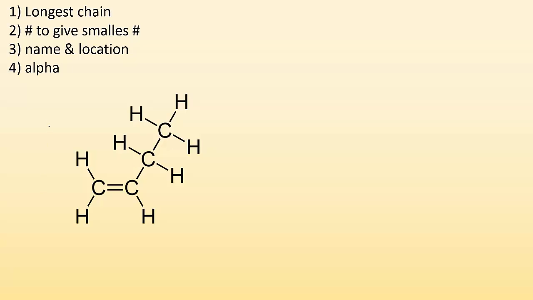All right, so let's try naming this. First thing, find the longest chain of carbons, and this one is pretty straightforward. We got a 4-carbon chain. So we're going to now number it to give the smallest number to the double bond. If we number it left to right, we get 1, 2, 3, 4. And if we go right to left, we get 1, 2, 3, and 4. So it's going to be after the first carbon, which is going to be the lowest possible number that we can get on it. So we're going to number it left to right.